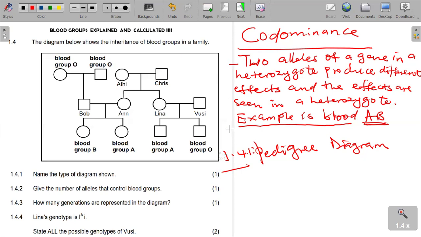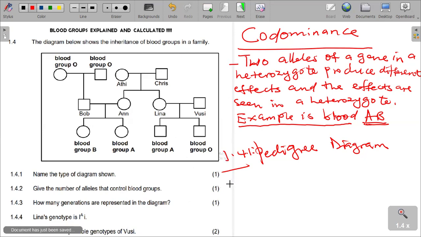It's a pedigree diagram that is being shown there. The next question is saying, give the number of alleles that controls blood groups. When we are into blood groups, they are controlled by 3 alleles.